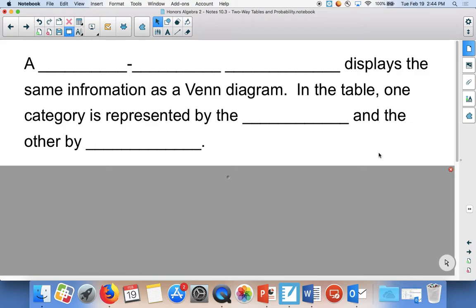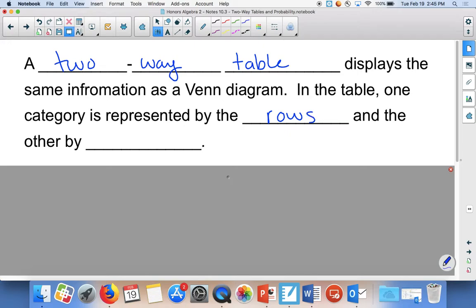All right, so the first thing that we want to talk about with this two-way table is exactly what that is. So a two-way table is what you're going to fill in first. And this table displays the same exact information that you would see in a Venn diagram, okay? So it's how everything relates in one nice little place, okay? So in the table, we've got one category that is represented by the rows and the other that is represented by the columns. Hopefully you know the difference, especially since we already dealt with matrices and you know the difference between a row and a column.